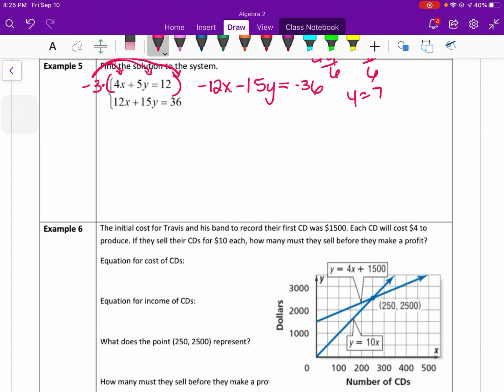Sometimes you have to multiply both the top and the bottom by something in order to make the equations be opposites in the x or the y. But as long as you multiply everything in the equation, so all parts, then you're not changing the value of the equation. You're just increasing the coefficients by the same multiple. So then we have negative 12x plus negative 15y equals negative 36. For my second equation, I didn't change it.